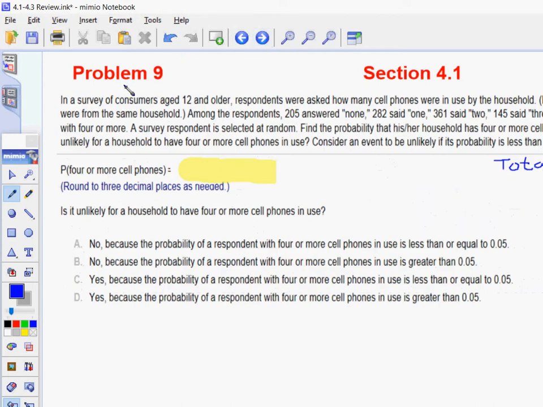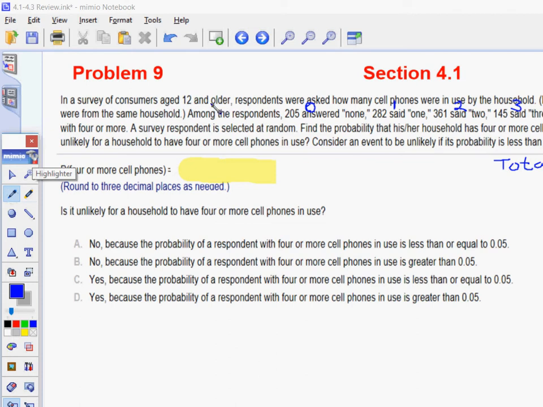Next question, number 9. In a survey of consumers aged 12 and older, respondents were asked how many cell phones were in use by the household. No two respondents were from the same household. Among the respondents, 205 answered none. 282 answered 1. 361 said 2. 145 said 3. And 78 responded 4 or more. Okay.